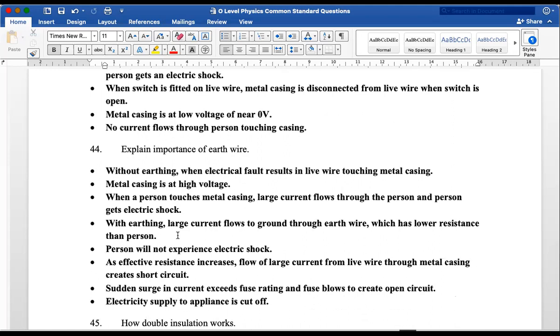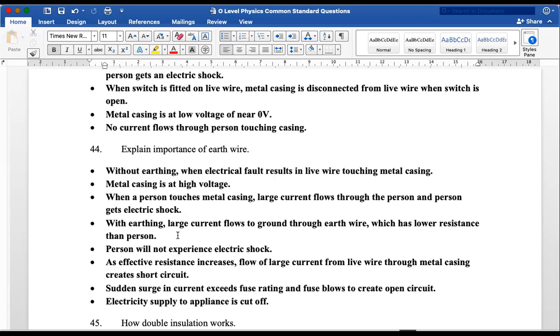Explain the importance of earth wire. Without earthing, when an electrical fault results in the live wire touching the metal casing, the casing is at high voltage. When a person touches the metal casing, a large current flows through the person and the person gets an electric shock.